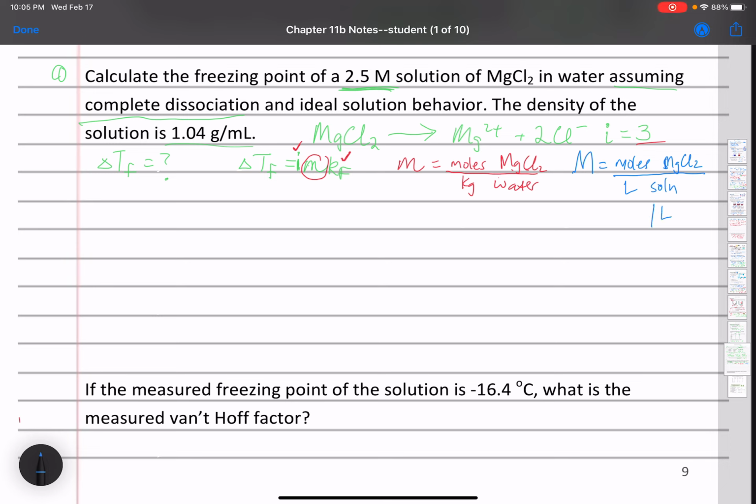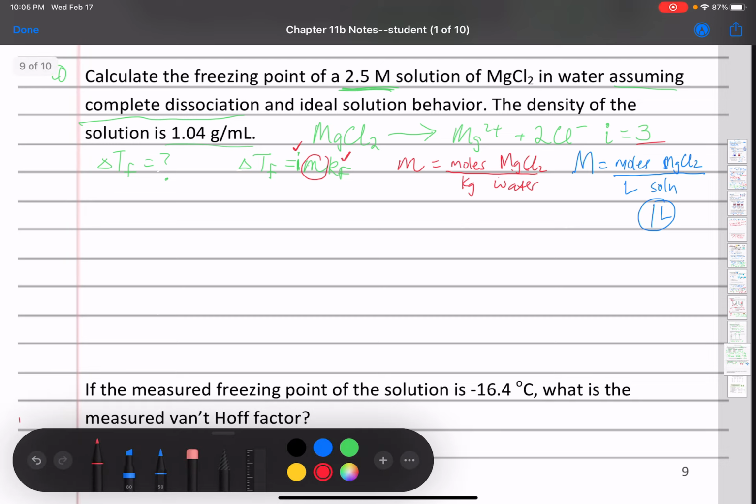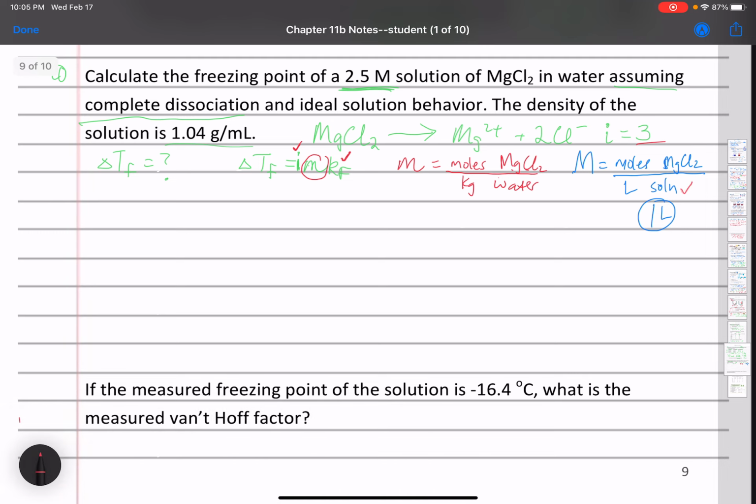I'm gonna say that we have 1 liter of solution. Okay, so if we have 1 liter of solution, and I'm given the molarity, I can figure out how many moles of magnesium chloride we have. So I'm gonna do that first. That's gonna be my step one, something I can solve for, the moles.